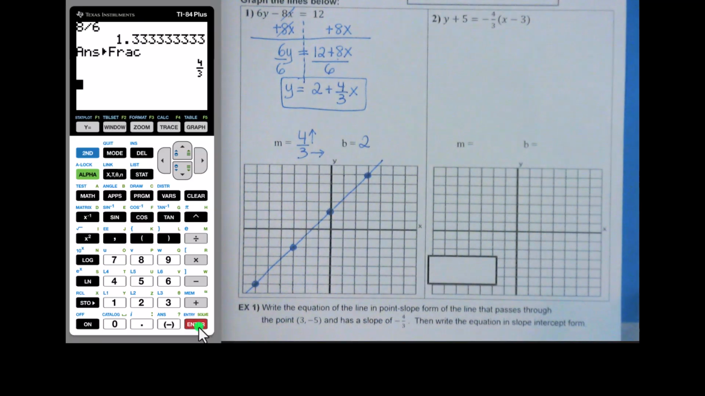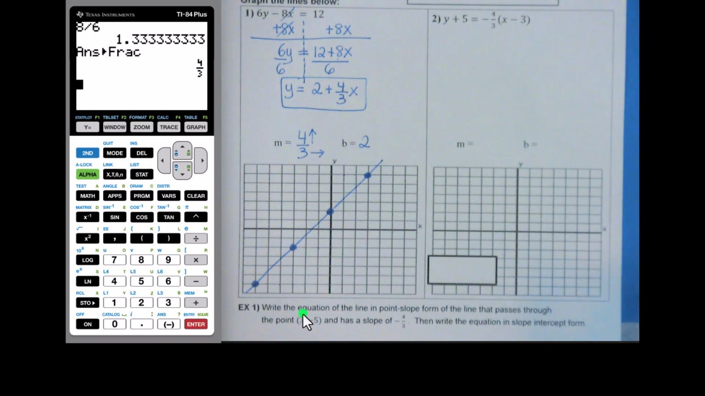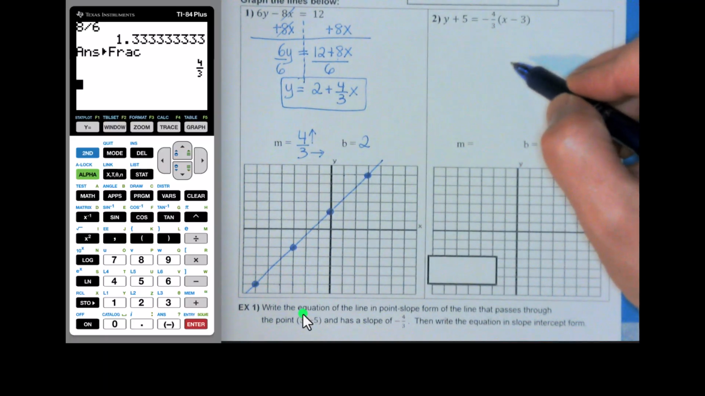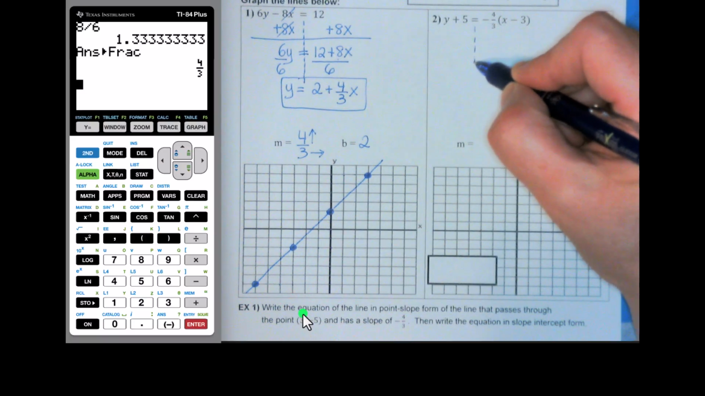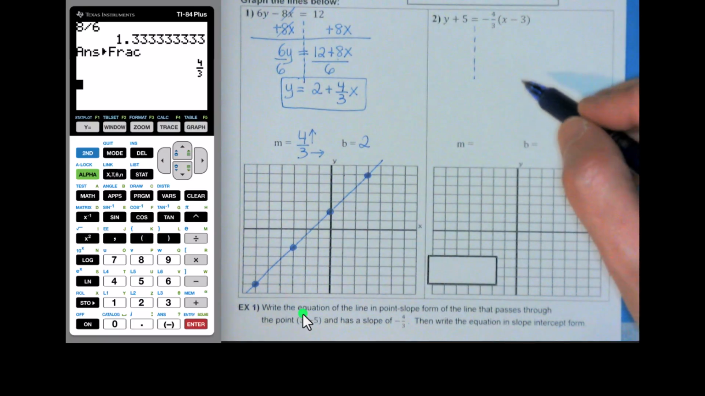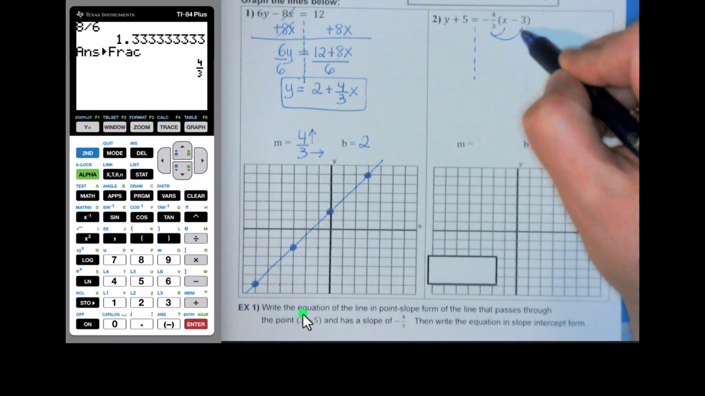So let's continue on. Here we have another equation. Remember, we're reviewing how to graph, and in order to graph, you need to have the y alone. The y is not alone on the left side of the equation because I have that 5. Also, this problem has parentheses. So first order of business, let's get rid of those parentheses.